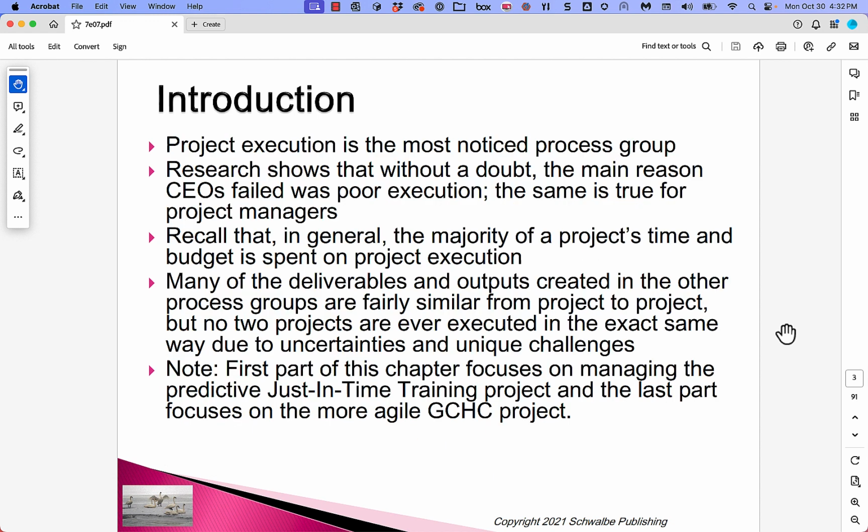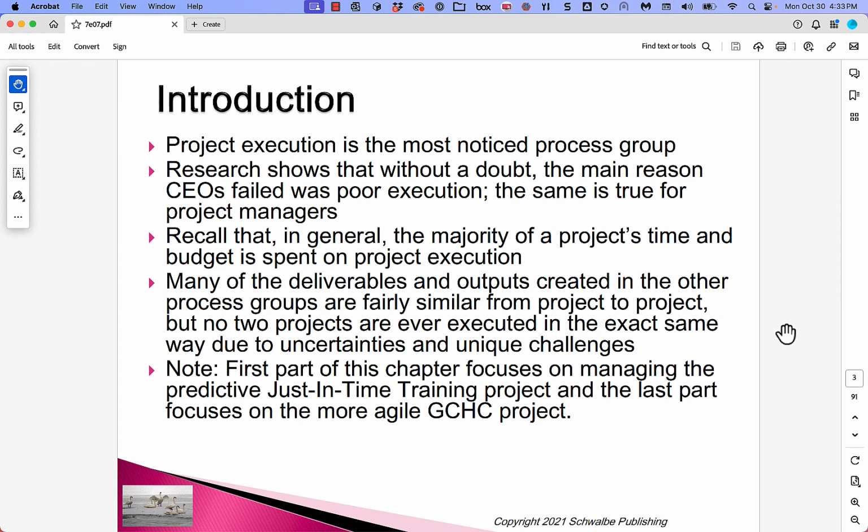So project execution is really the big deal. Project execution is one of the PMI process groups, and it's a common way to think of how to divide up all the things that are going on in the project. It's probably the most noticed. It's where we spend the bulk of our time, and when people get it wrong, it leads to bad outcomes and hard feelings.